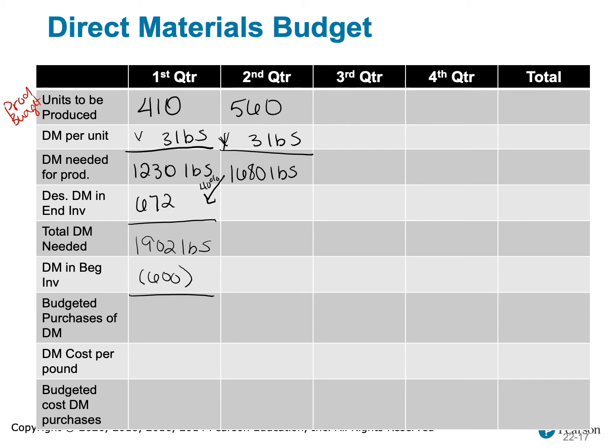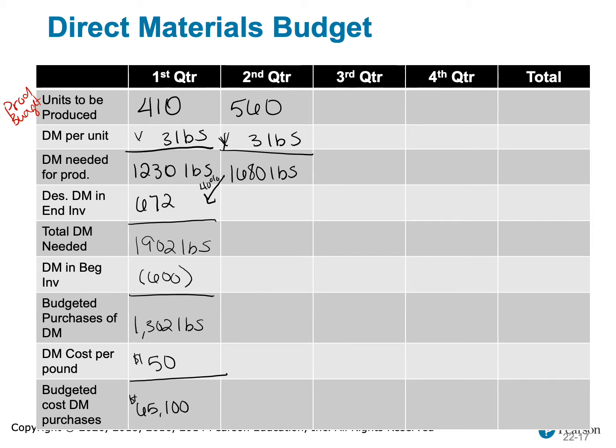So the total that I need to buy is 1,302 pounds. Now remember, the materials cost $50 per pound, so 1,302 pounds multiplied by $50 is a total of $65,100. So I expect to buy 1,302 pounds and spend $65,100 on those materials in quarter one. So let's look at quarter two.